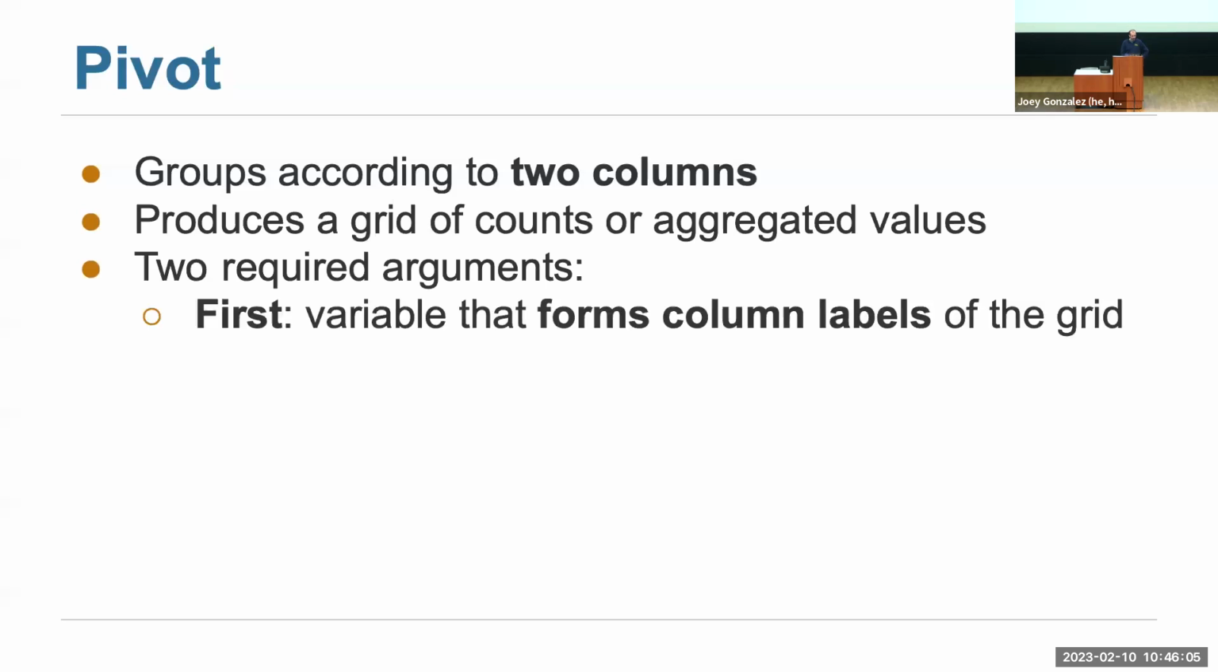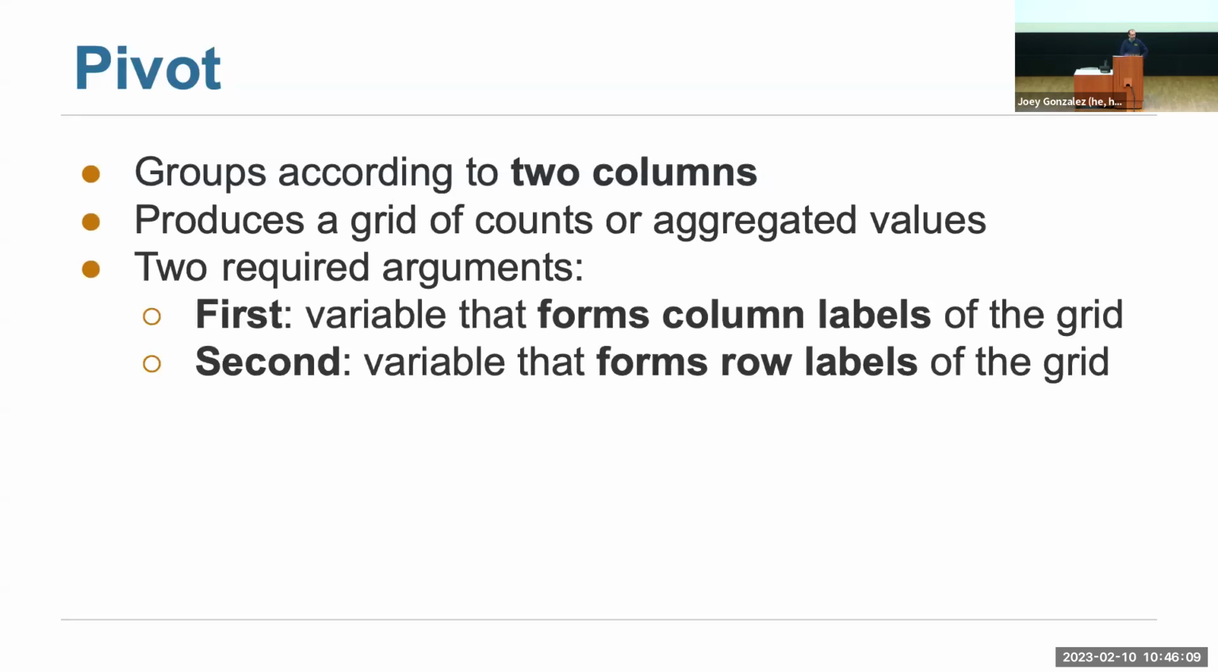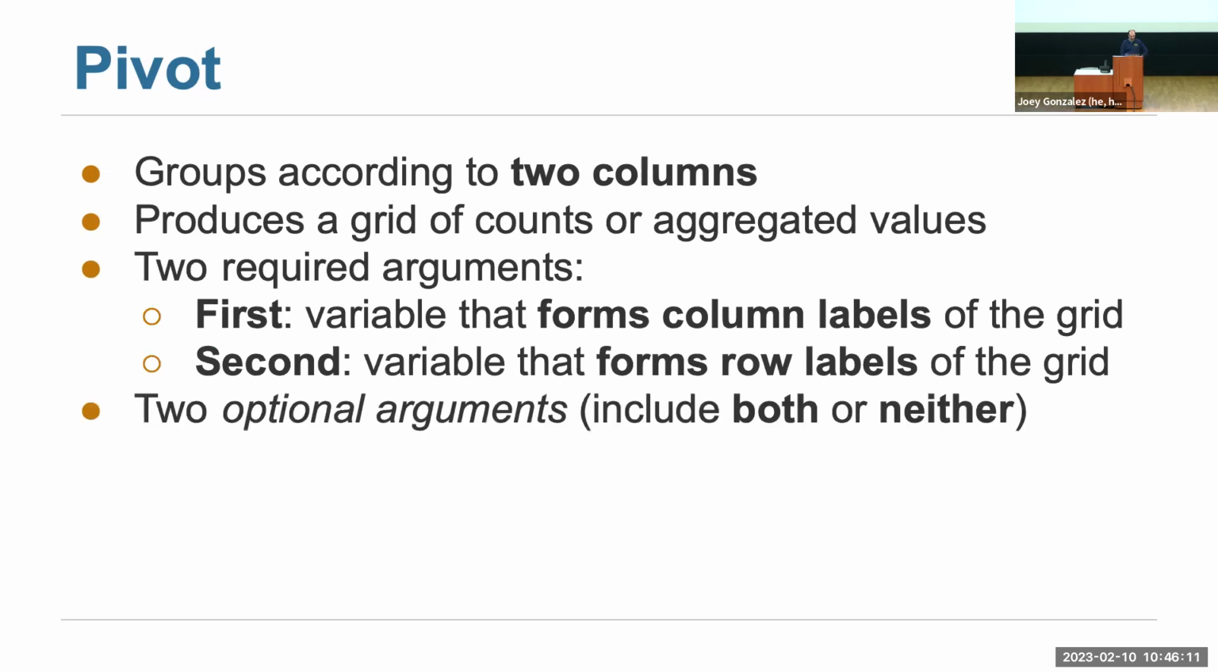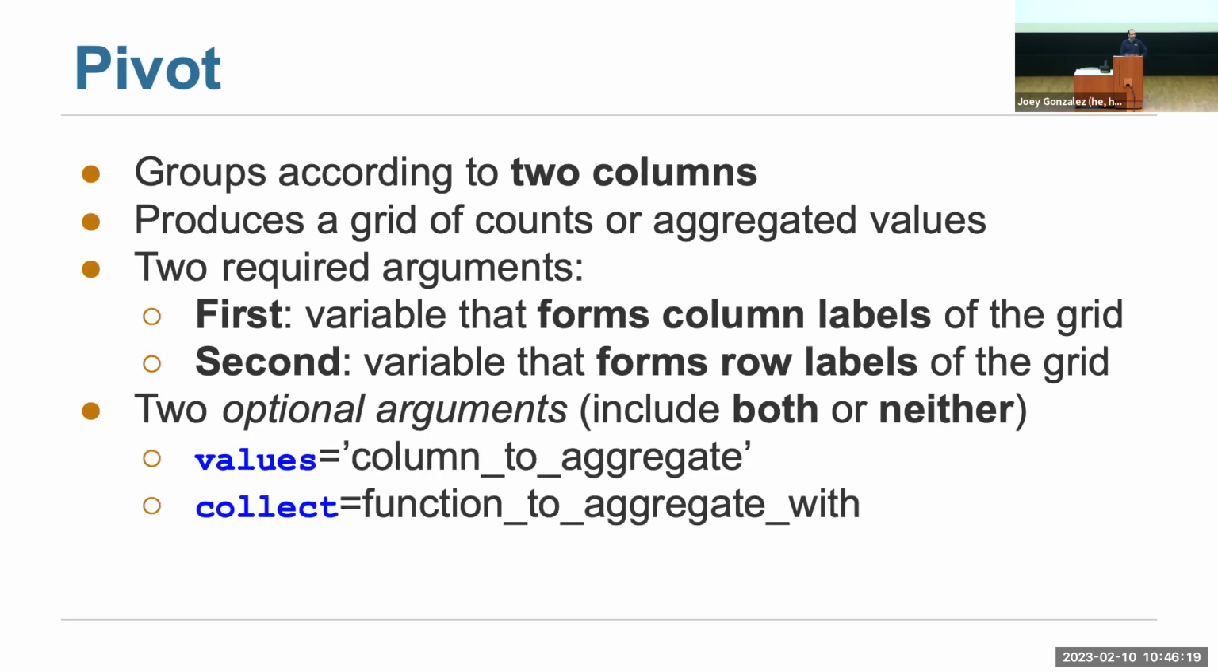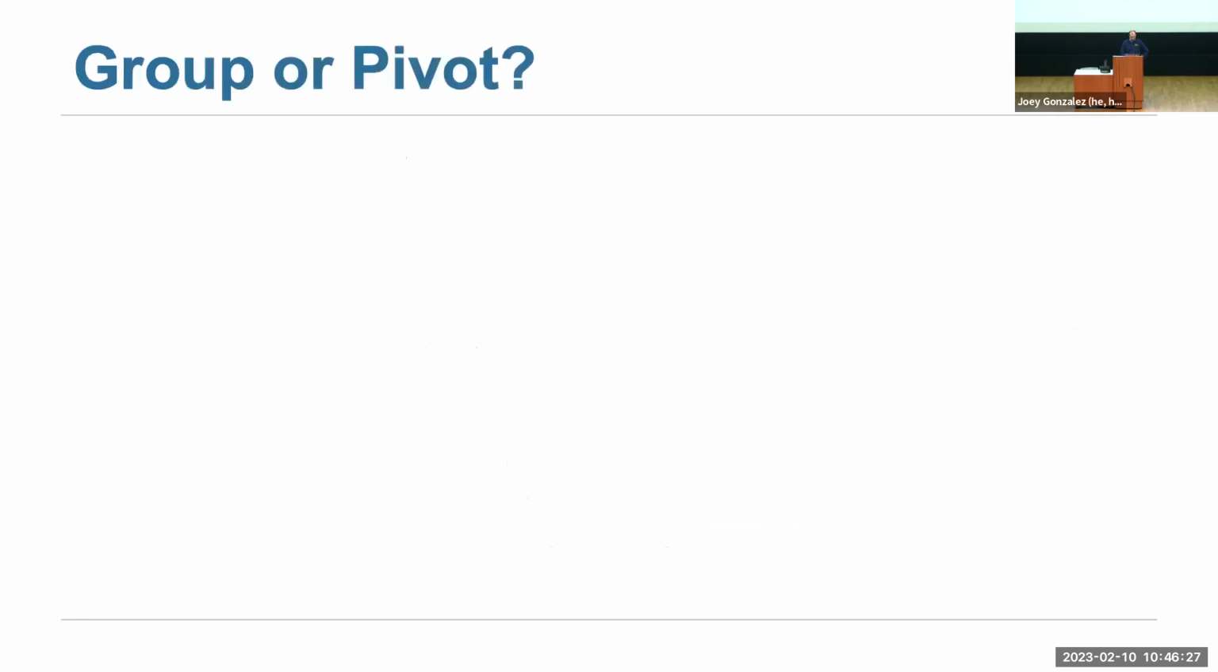There are 2 required arguments. The first determines what will be the columns of your table. The second determines what will be the rows of your table. You get 2 optional arguments. The third is the thing that you're going to compute on, and the fourth is the thing you're going to apply to each of those subtables to compute a single cell in your new table. And I did a demo, so I'm not going to do that now.